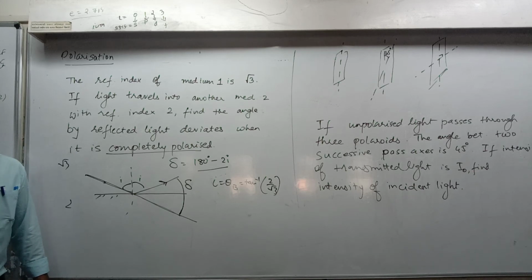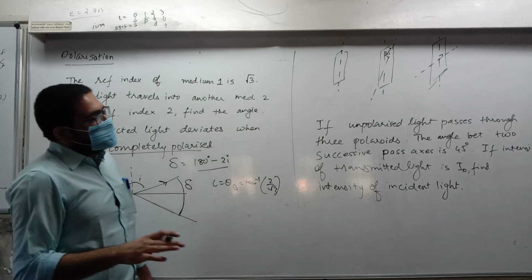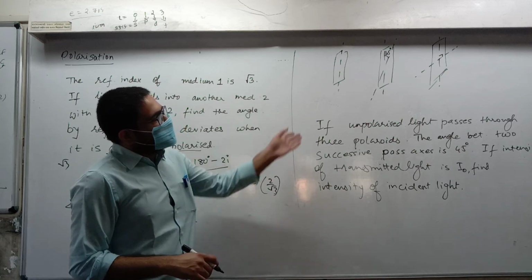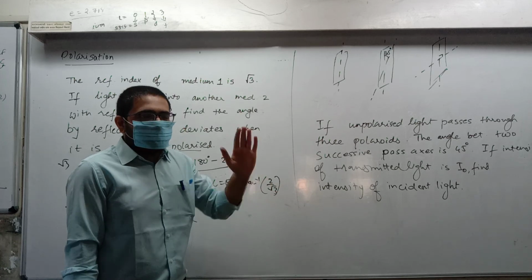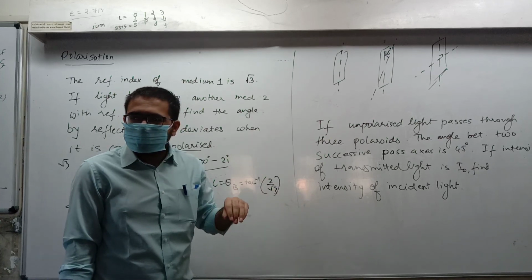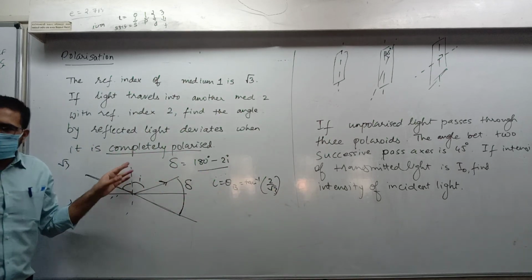So the second pass axis is 90 degree. So the axis is 90 degree plus second and third. Okay, 45, 45, 45. Then you do this 45. This question clear?